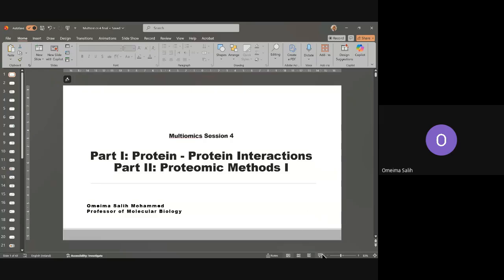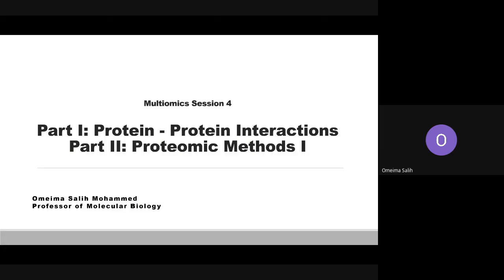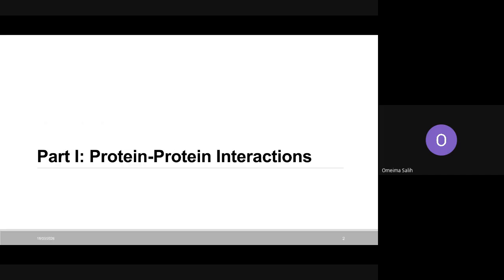Okay, good morning, and we are going to start our fourth session. Our fourth session has two parts. The first part is protein-protein interaction, and in the second part we will start on a few methods of proteomic technologies that are used in studying different proteins, their processes, modification, interactions and other processes in the cell. So the first part is about protein-protein interactions.